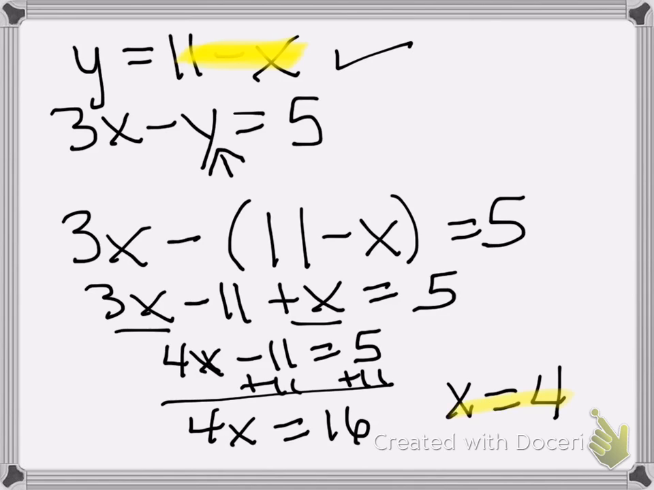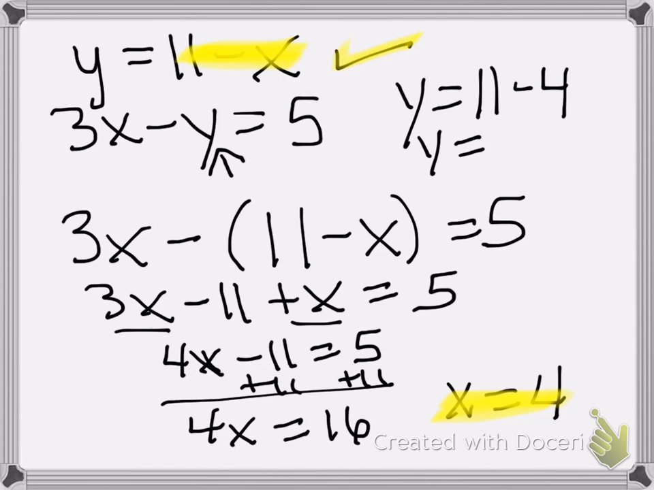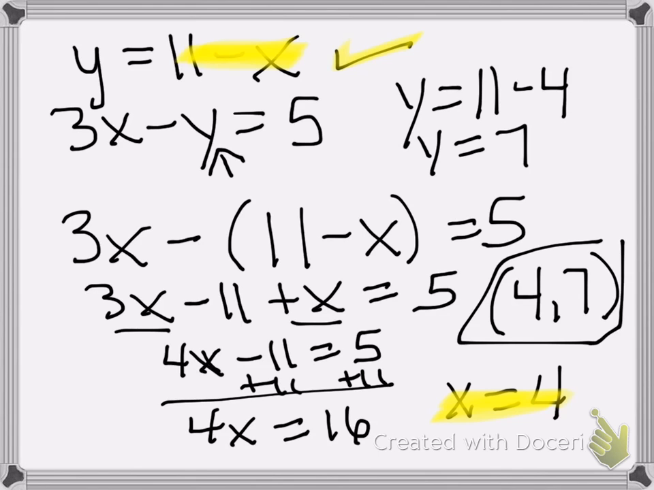So I just found what x is. Now I'm still missing y. I'm going to go back up here where this one's at, and it says y equals, so I'm going to plug that 4 in, and I'm going to have it. Y is equal to 11 minus, we just found x to be 4, so 11 minus 4 is 7. Now there's my ordered pair. Remember, you want to put the x first, and then the y, because that's the way we list ordered pairs, and that's the solution to the system. These two lines cross at 4, 7.